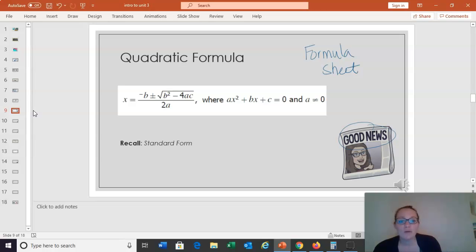The one thing that I wanted to point out is it tells you that A cannot be 0. There's kind of a few reasons for that. If you look here, A is in the denominator. And if A were 0, you can't divide by 0. That's undefined, right? So we're not allowed to divide by 0.